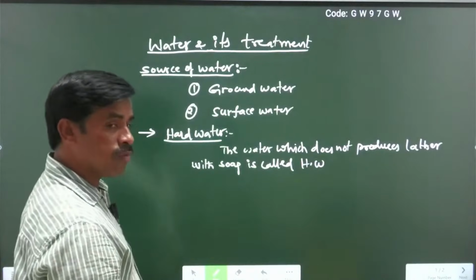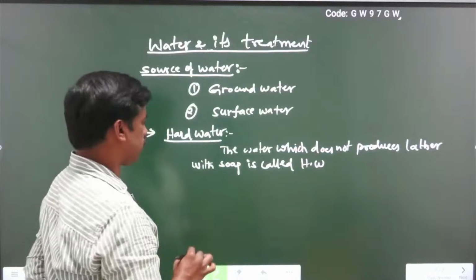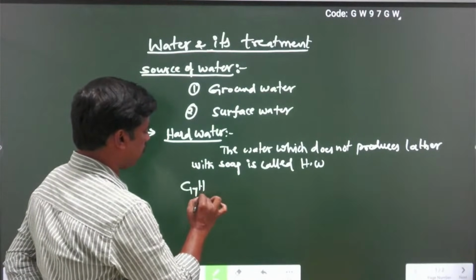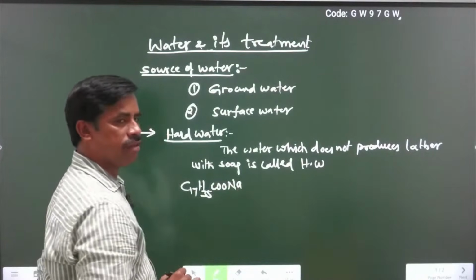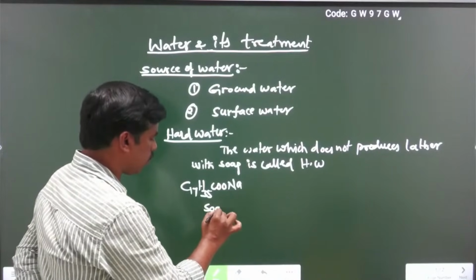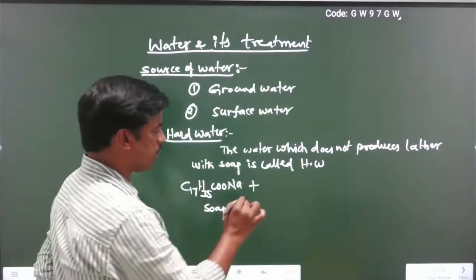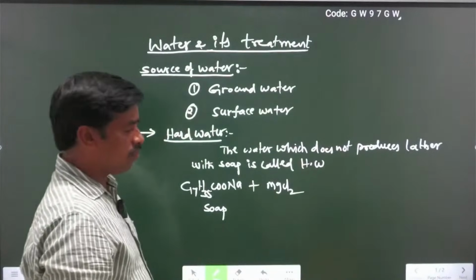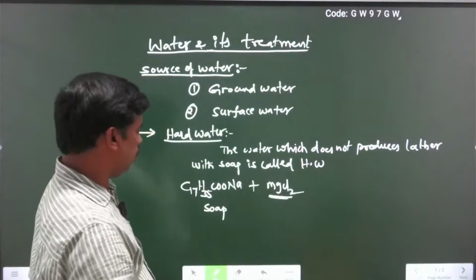Hard water means water which contains dissolved salts. For example, what is the chemical formula of soap? C17H35COONa, the sodium salt of stearic acid. This compound is called soap. Whenever it is combined with any one of the dissolved salts, for example magnesium chloride, hardness occurs in the water.